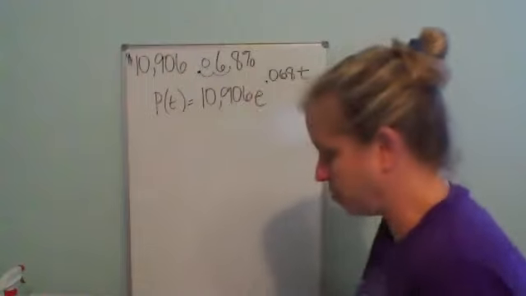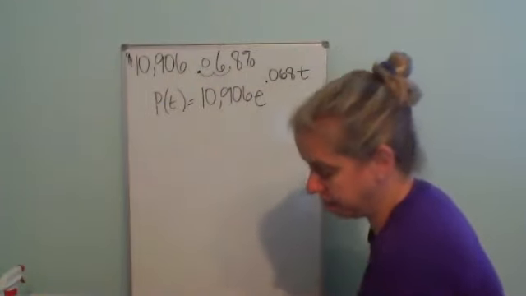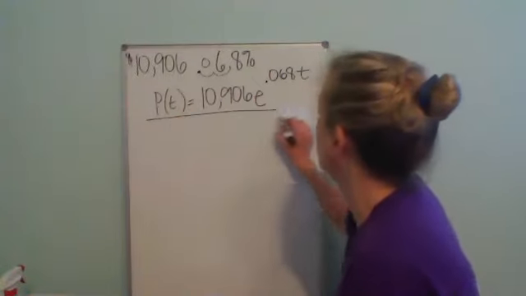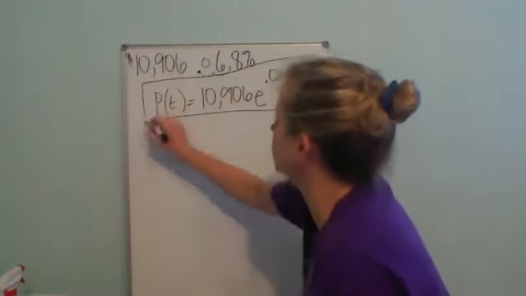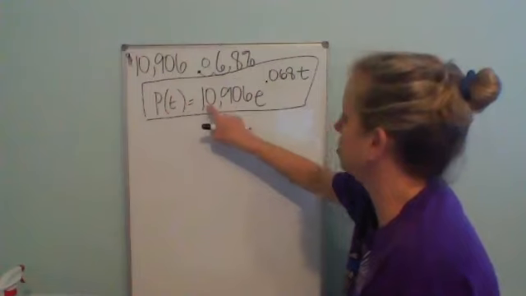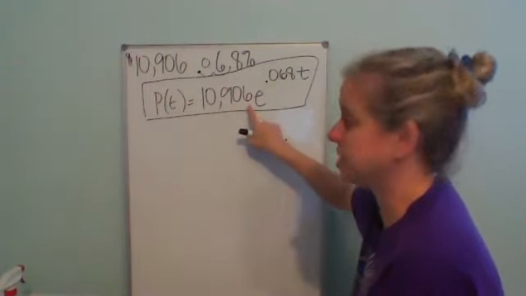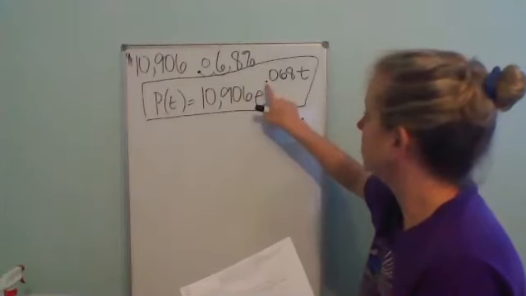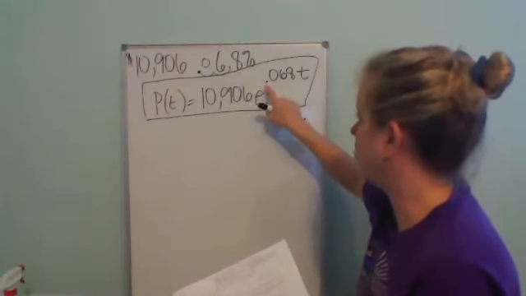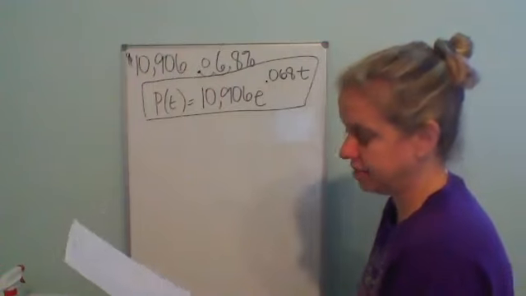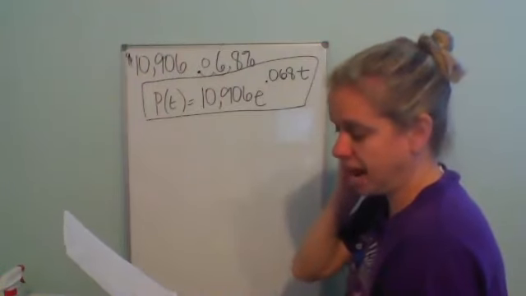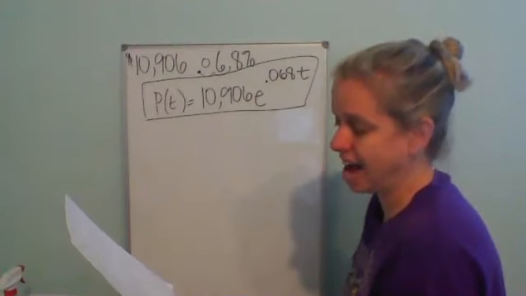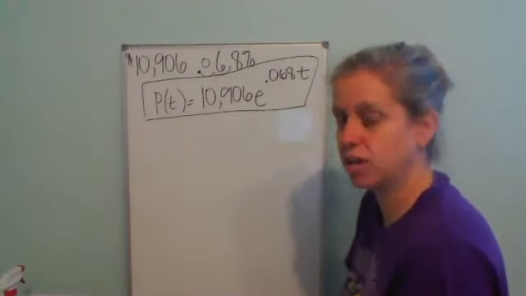So that's going to be the formula. So when you're on number 3, that's what you're going to put in for the A part of the answer. It just wants to know what the formula is. So P of T equals 10,906, which is how much you put in at the beginning. E, going up into the exponent, 0.068 T.